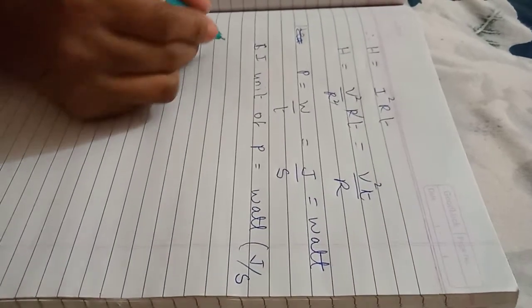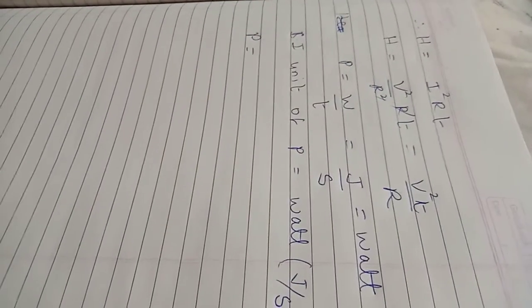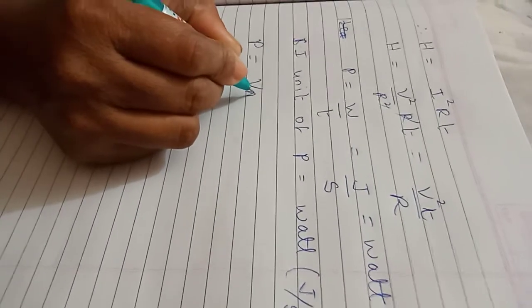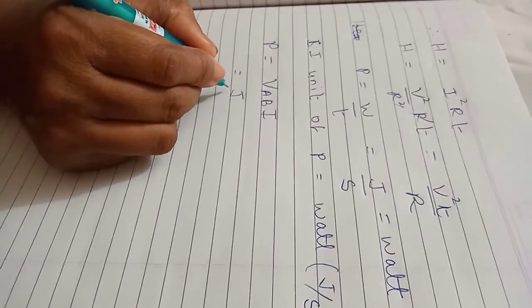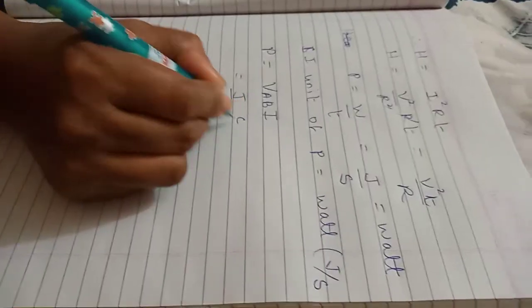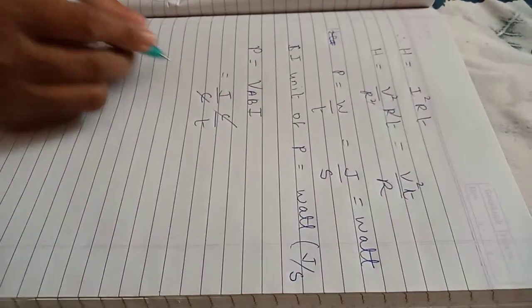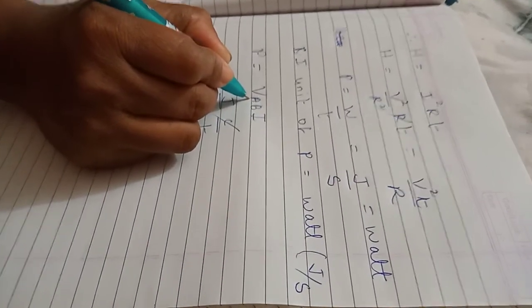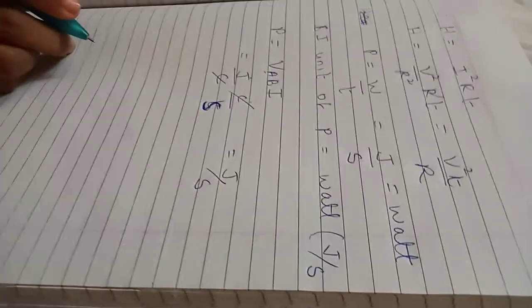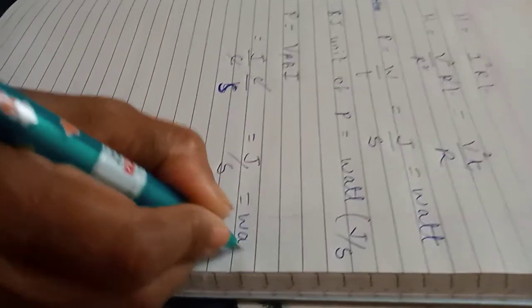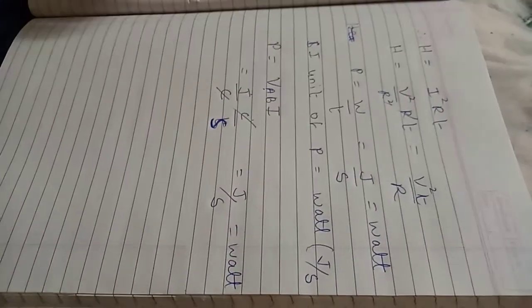If you want it in more detail, you may ask me, teacher, power is VI, no? What is voltage? Joule per coulomb. Current is coulomb upon time. What is the SI unit of voltage or potential difference? It is joule per coulomb. Current is coulomb upon second. So joule upon coulomb, coulomb upon second, joule per second is nothing but watt. This is the SI unit of power. Clear, students?